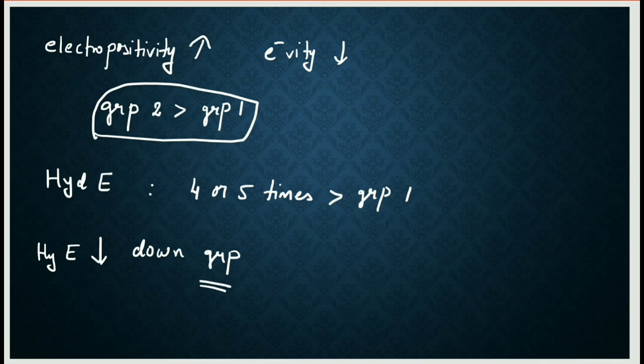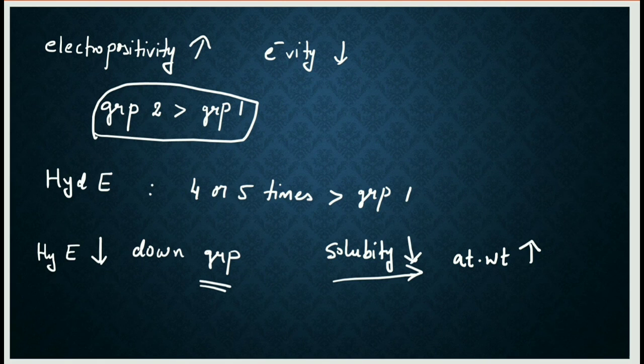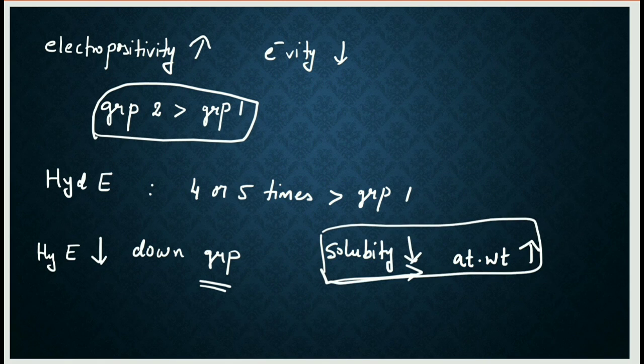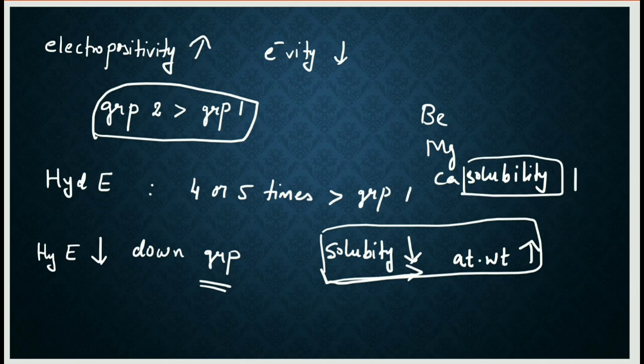Next one is solubility. Solubility depends upon the atomic weight. As atomic weight increases, solubility decreases. Among beryllium, magnesium and calcium, which has the higher atomic weight? Calcium has the higher atomic weight. So solubility will be low for calcium salts.